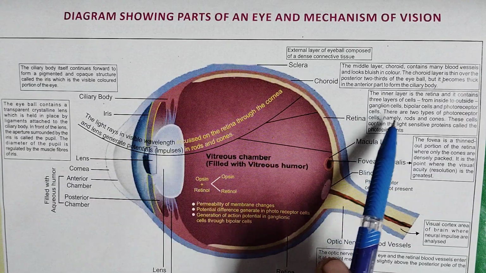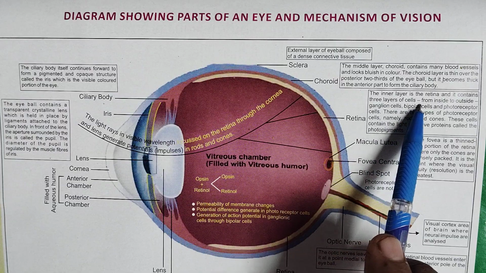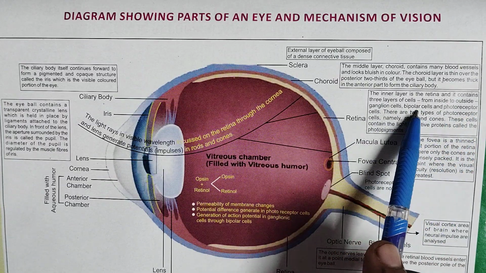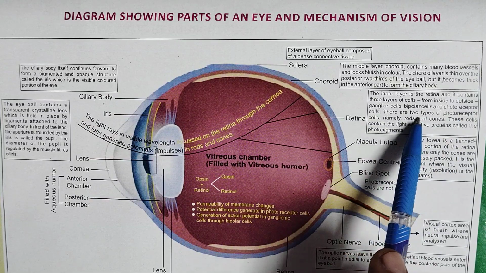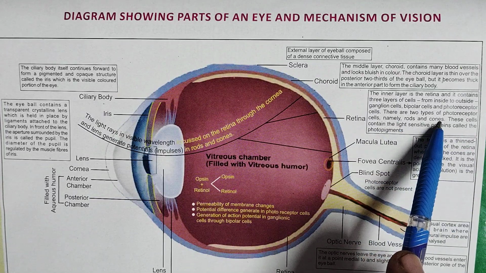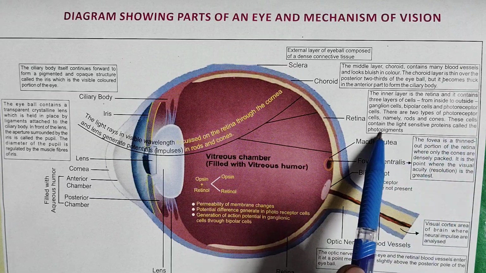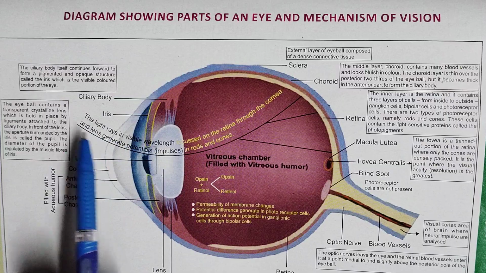So retina means the inner layer. It contains three layers of cells from inside to outside: ganglion cells, bipolar cells, and photoreceptor cells. There are two types of photoreceptor cells, namely rods and cones. These cells contain the light sensitive protein called photopigments.